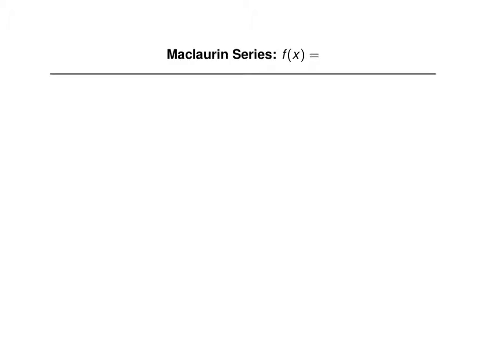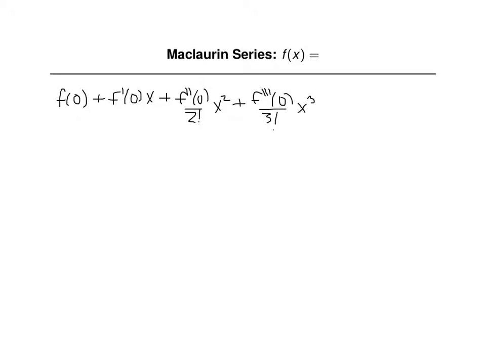So first of all, the definition of the Maclaurin series for a function f of x is a series of the form f of 0 plus f prime of 0 times x plus the second derivative at 0 divided by 2 factorial times x squared, plus the third derivative at 0 over 3 factorial x to the third, etc. Or in summation notation, it's a sum from n equals 0 to infinity, the nth derivative at 0 divided by n factorial multiplied by x to the n.